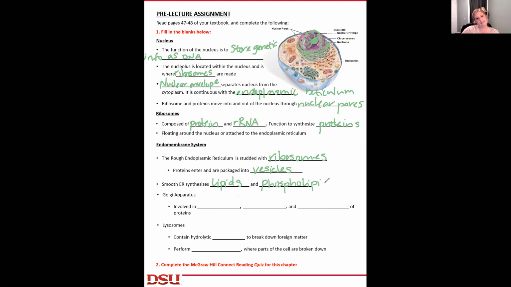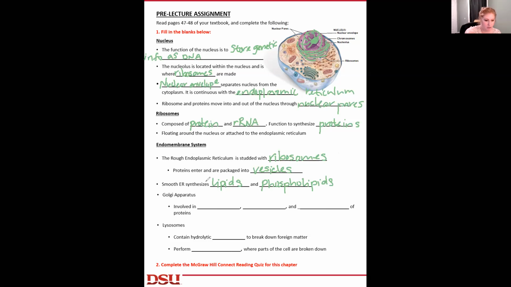So we're looking at lipids like steroids and phospholipids, part of the cell membranes. So that's what the smooth ER is going to be responsible for producing. It doesn't really talk about it here with the rough ER, but the rough ER tends to make things that are protein rich, like enzymes, stuff like that, okay?